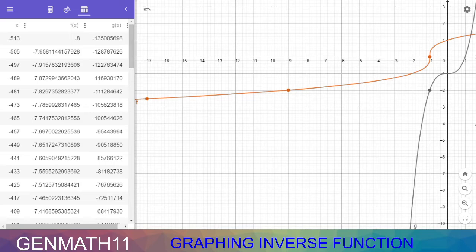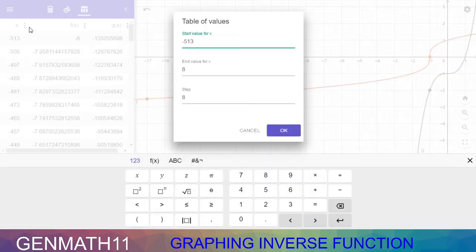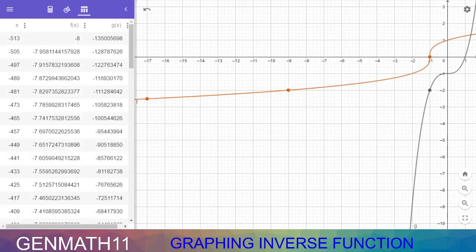So, ibig sabihin, yung graph natin, it is the inverse or may reflection tayo ng graph. Ibig sabihin, tama yung graph natin. Or, there is a reflection between the original function and the inverse function. So, yun. Tumungo lang tayo sa next example natin.